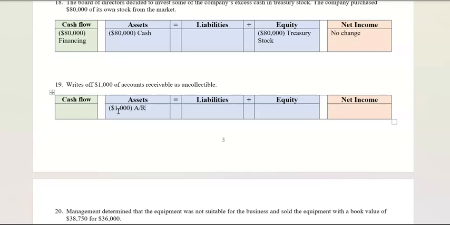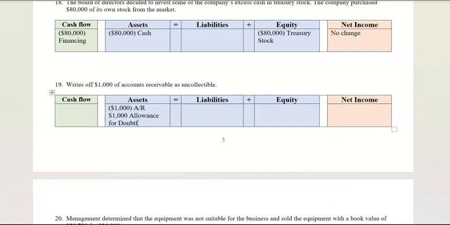And then the other side of that entry is to increase the contra asset allowance for doubtful accounts. When we first recorded the allowance for doubtful accounts, we decreased assets. We said some of these receivables will never be collected. Well, now we know that it's not collected, so we're stripping it out of accounts receivable, and we're taking that initial estimate in the allowance out from that allowance balance. We're not going to see anything on net income, no change.